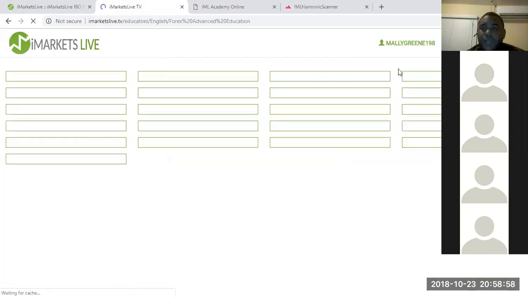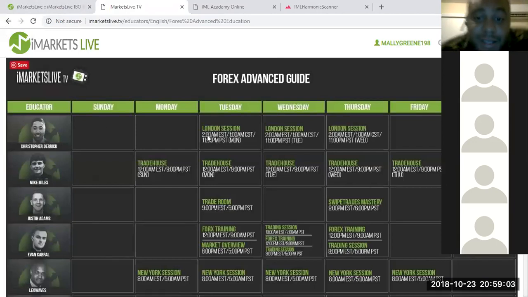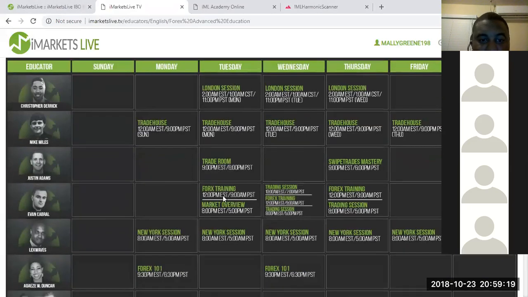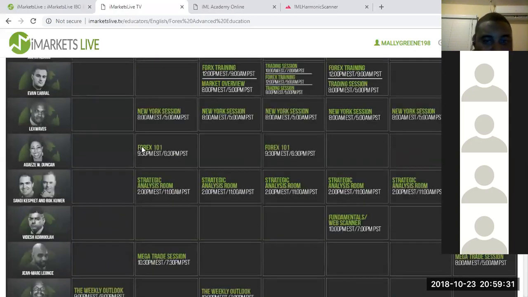But the advanced schedule, these sessions are trading sessions sometimes. The London session, 2 o'clock in the morning, you can't sleep. You get up 2 o'clock in the morning, go jump on, they might be giving out trades. Trade house, same thing, 12 o'clock, midnight. They're giving out trades. Trade room, trade house, trade room, London session, Tokyo session. The market overview, what they're expecting to happen. They do trainings. The New York session, these just trades, just trading. They teaching and trading at the same time.